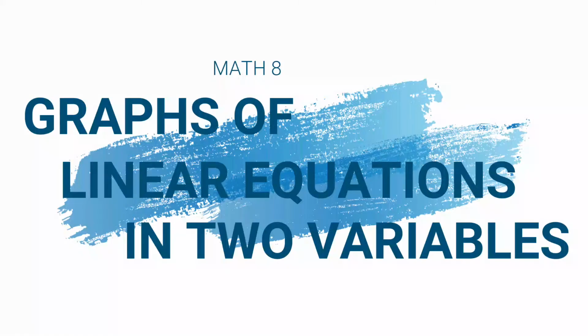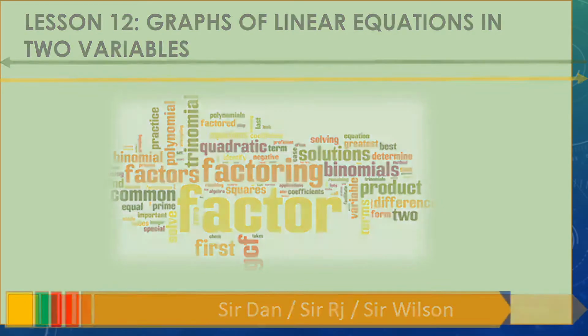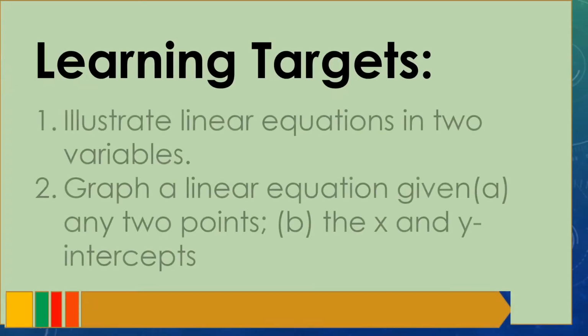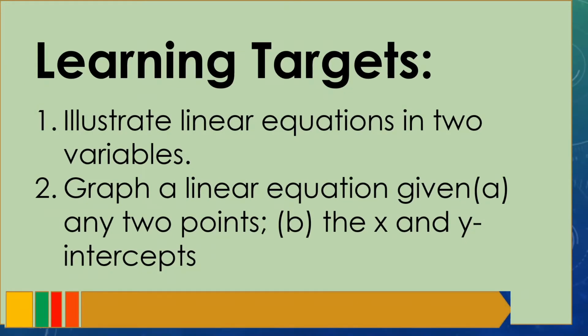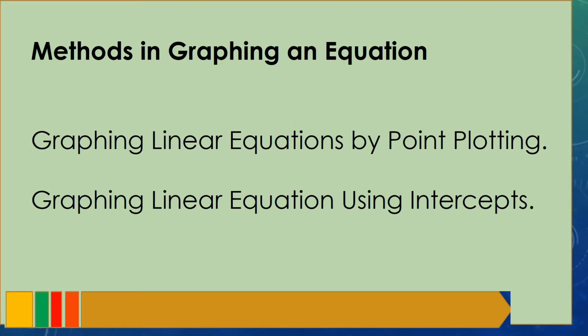Today, we're going to talk about Lesson 12, Graphs of Linear Equations in Two Variables. Our learning targets: 1. Illustrate linear equations in two variables. 2. Graph a linear equation given A, any 2 points, B, the x and y intercepts. Methods in graphing an equation: graphing linear equations by point plotting, and graphing linear equations using intercepts.